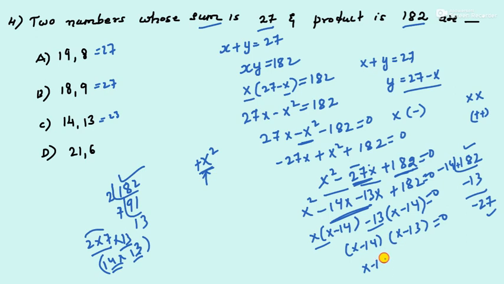So x minus 14 equals 0 and x minus 13 equals 0. So you'll get x as 14 and here x as 13. See, these are the two numbers whose sum will be 27 and product 182. So option C is the right one.